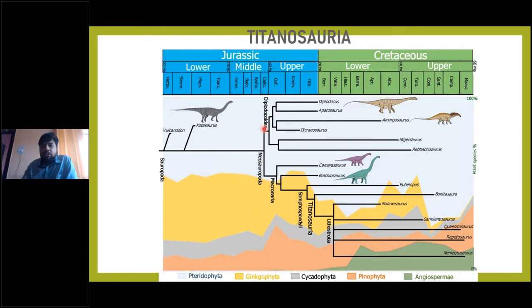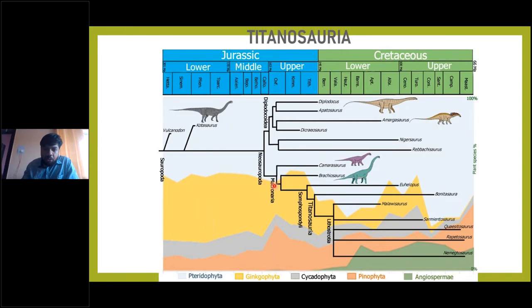When we look into the evolutionary trend of sauropod dinosaurs, which were long neck, long tail, huge body dinosaurs, we can see Kotasaurus, as I already described, was from the lower Jurassic period. They were very basal sauropod dinosaurs. By the mid Jurassic, new, very advanced forms of sauropod dinosaurs start appearing on Earth, which include Diplodocoidea. This is further subdivided into a group which includes sauropods like Diplodocus and Apatosaurus, Amargasaurus and Dicraeosaurus. These belong to the Diplodocus family. We also have genera very closely related to the Diplodocus family, Nigersaurus and Rebbachisauridae.